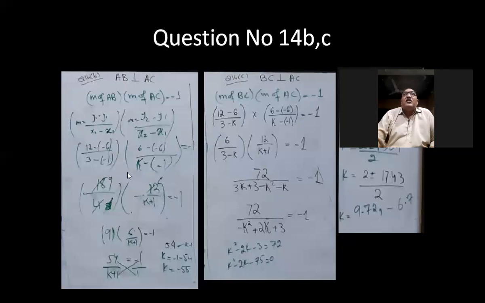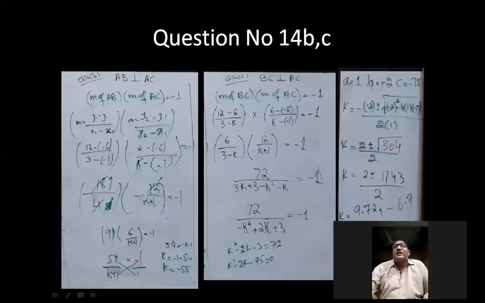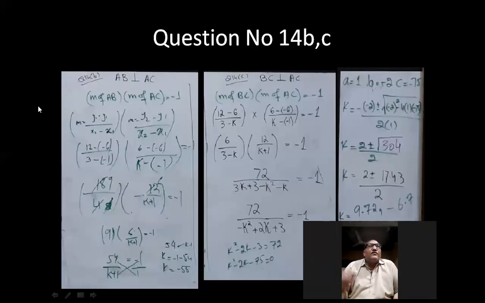Hopefully you have understood. Now on your screen, we are showing question number 14, B part. We know the coordinates of A, that is -1, -6. The point B, 3, 12, and the point C is K, 6. Find the value of the K if the AB is perpendicular to AC. It is given AB is perpendicular to AC. If both these lines are perpendicular to each other, then the product of their gradients will be equal to -1. So the gradient of the AB multiplied by the gradient of the AC is equal to -1.